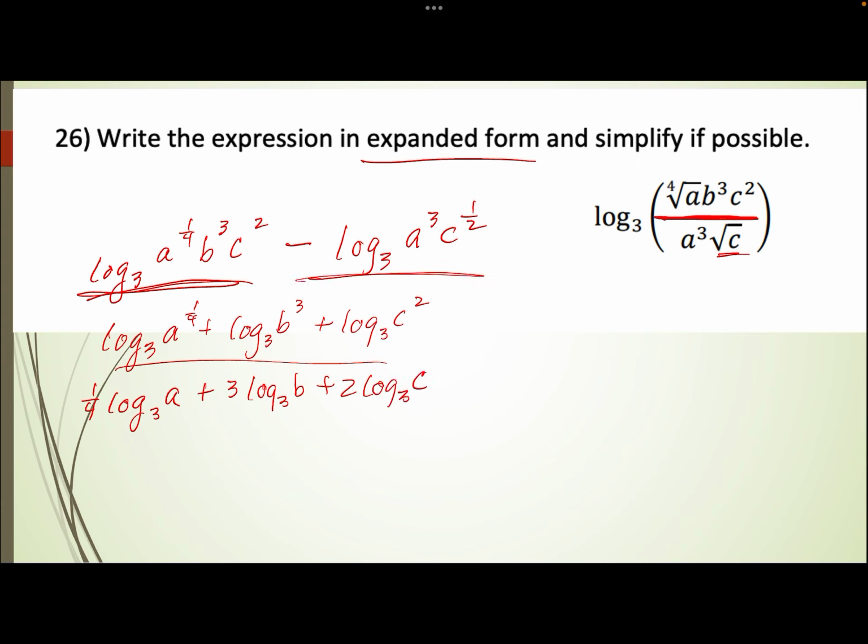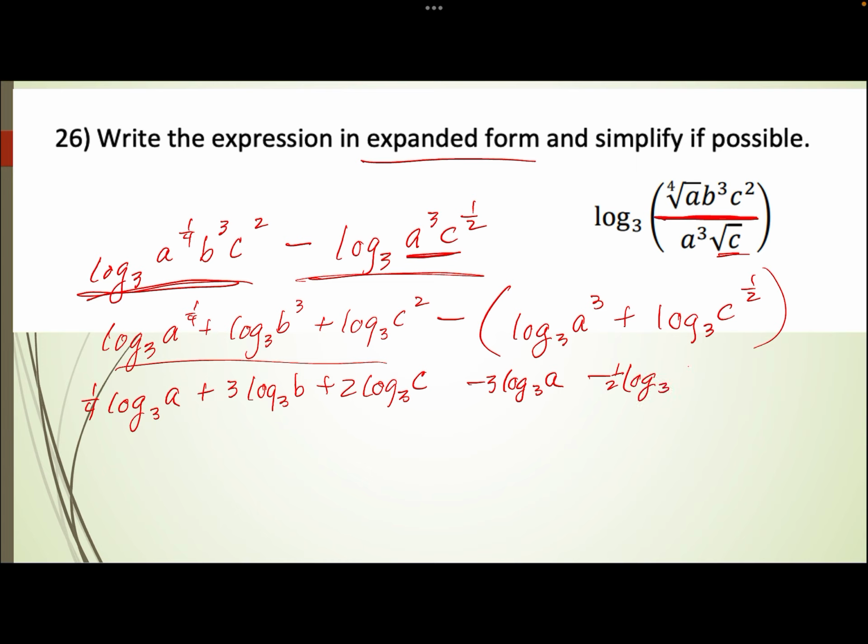Now this one's minus, but remember it's minus the whole thing. So I get log base 3 of a cubed plus log base 3 of c to the 1/2, because this is still multiply. Okay, then I'm going to bring the 3 to the front, so I get minus 3 log base 3 of a, but it's minus this one also. Oops, I forgot the 1/2 log base 3 of c.